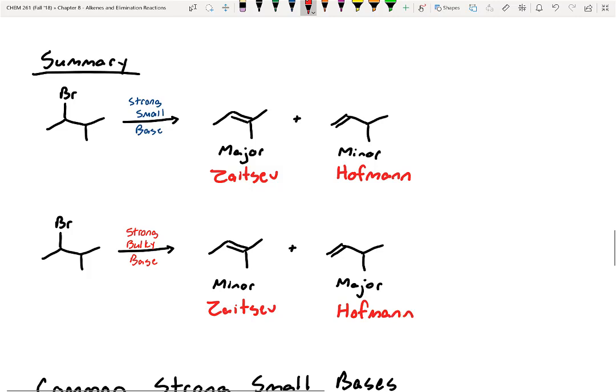It is important to remember that your Zaitsev product won't always be major, right? We saw down here, when we use a strong bulky base, our Hofmann product can be major, and in fact it is under most circumstances.